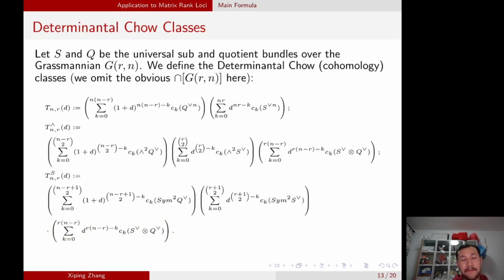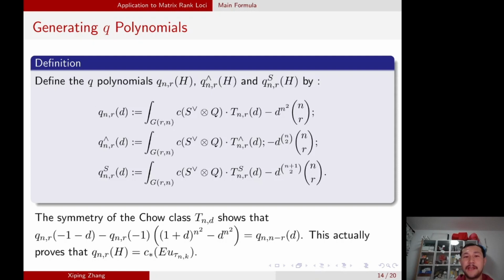So based on the definition of these determinant-of-Chern classes, we define the following Q polynomials. They are defined in the same format. You integrate over the Grassmannian the Chern class of the tangent bundle, and then you cup product with the following cohomological classes. So we define the polynomials by the evaluations at each integer d. The reason that they are actually polynomial is that they are the pushforward of the Chern-Schwartz classes of the Tjurina transforms. And here the error terms are due to computational issues.